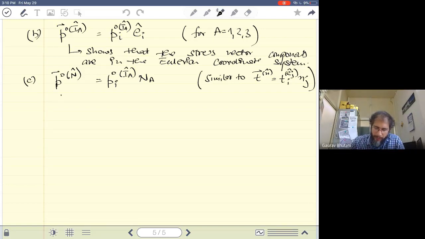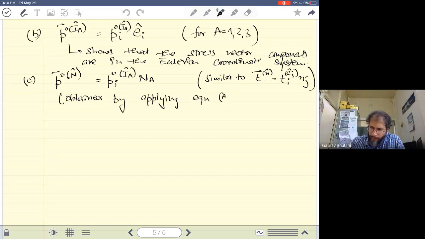Again, this can be obtained by applying equation A, which is the boxed equation in the previous slide. That's the conservation of momentum equation. You can apply that to an infinitesimal tetrahedron centered around point P, and that will help you derive this equation. It's very similar to what we had done earlier for deriving the equation for Tn hat.